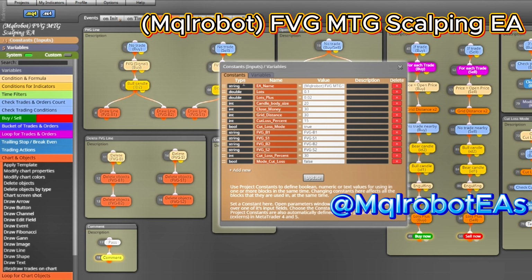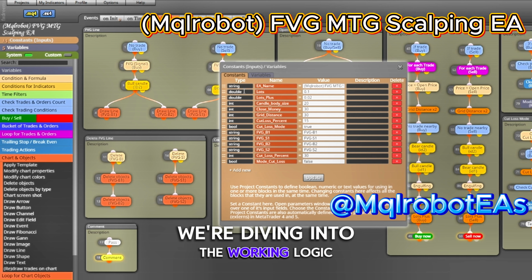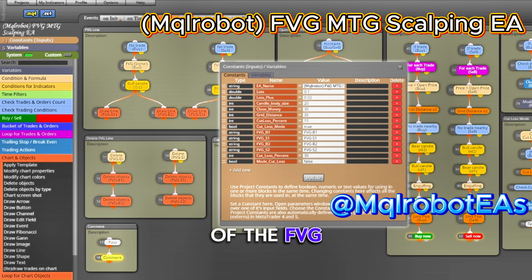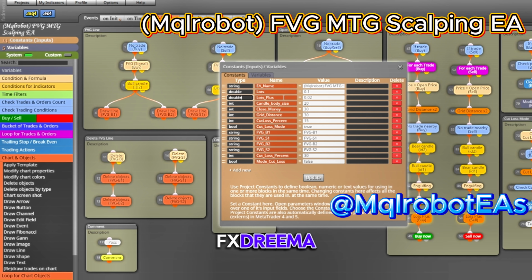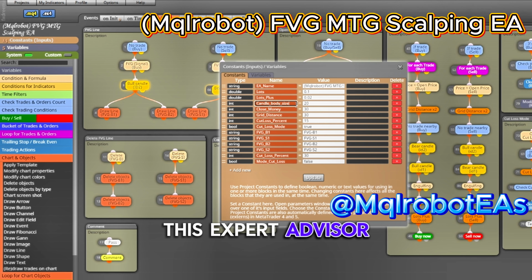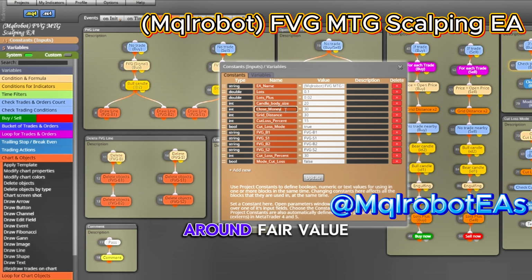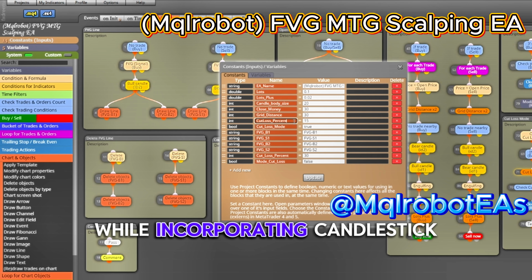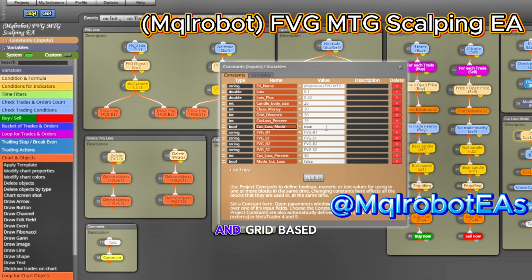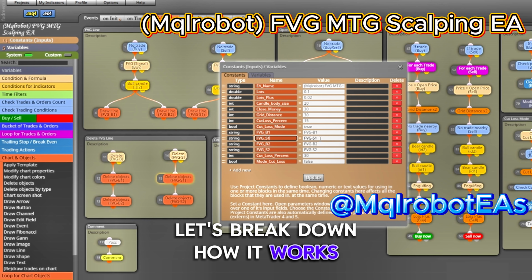In this video, we're diving into the working logic of the FVG MTG Scalping EA, built entirely in FXDreema. This expert advisor is designed to detect and trade around fair value gaps, also known as FVG, while incorporating candlestick engulfing patterns and grid-based money management. Let's break down how it works.